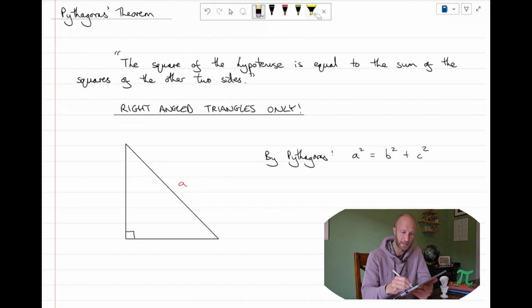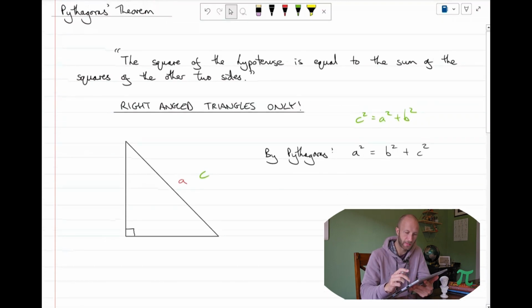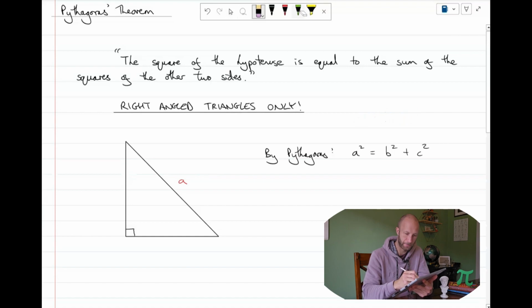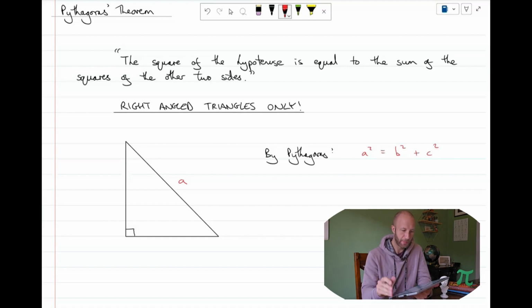Some people learn c squared equals a squared plus b squared. That's fine, so long as the c translates as the hypotenuse in green there, or the green matches up. But I'm going to teach it where the hypotenuse is a. I'll write it in red so it all matches up. So a squared equals b squared plus c squared. So the square on the hypotenuse, a squared, is equal to the sum of the squares on the other two sides. So we're going to call the other sides b and c.